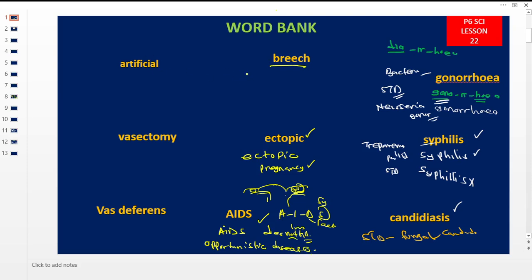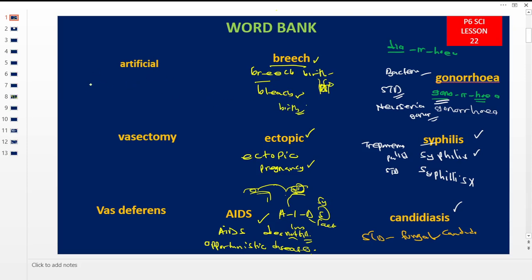Alright, here we have this word, read as breech. Leave alone this one, it is breech, a type of birth. In labor and birth, when a woman is delivering, the baby comes out of the vagina with the head first. But in some cases, some ladies have babies who come out with the legs first. Then this is called a breech birth.